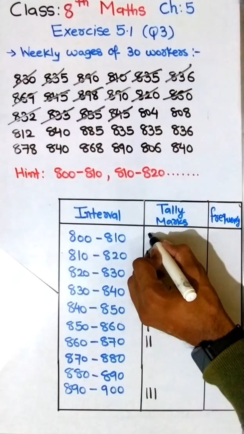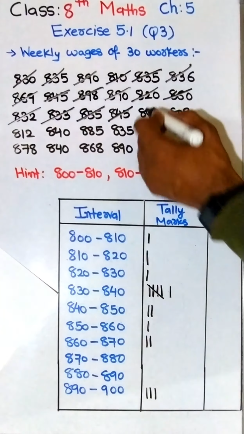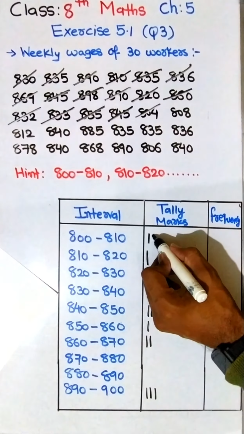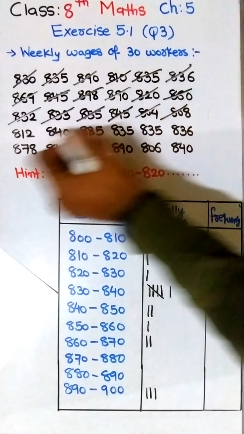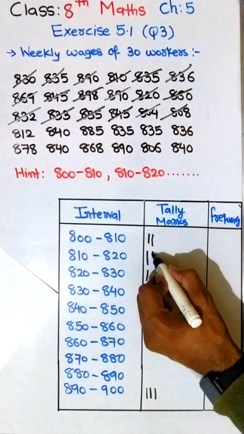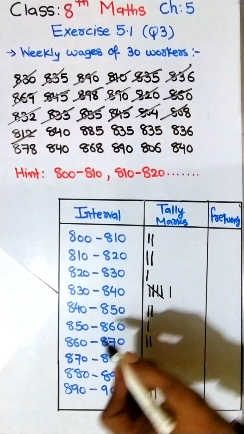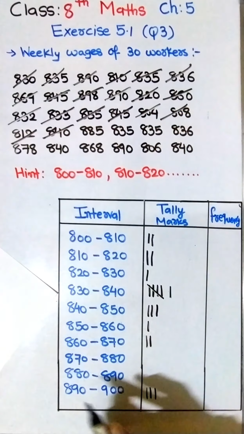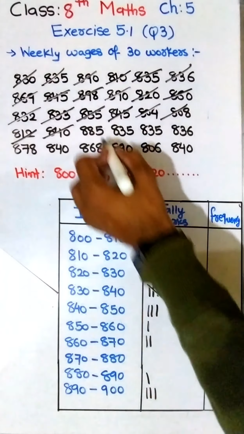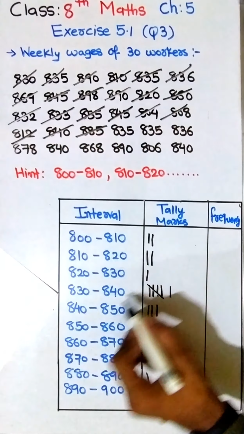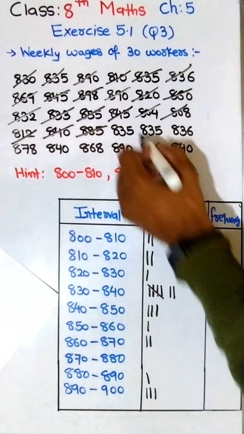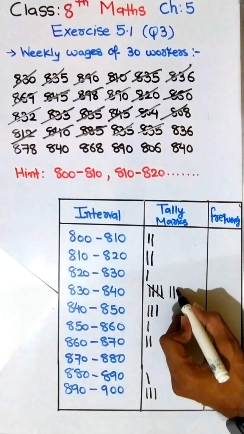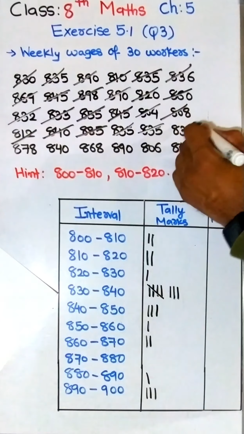804 belongs to the first class, that is 800 to 810. 808 also in this class as well. 812 lies over here. 840 lies over this class. 885 that means in this class. 835 comes over here. Again we have 835, so next line also in this class.